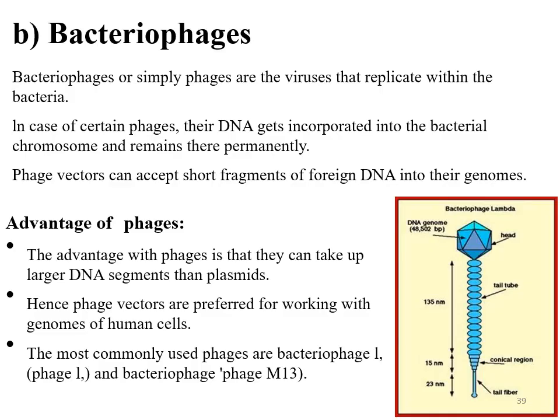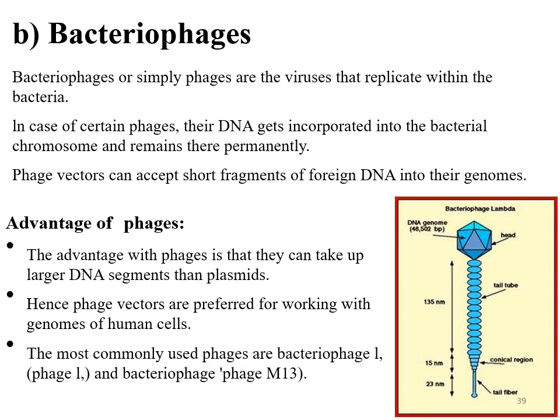Another important vector is the bacteriophage. Bacteriophages, simply phages, are viruses that replicate within bacteria. In the case of certain phages, their DNA gets incorporated into the bacterial chromosome and remains there permanently. So phage vectors can accept short fragments of foreign DNA into their genome.